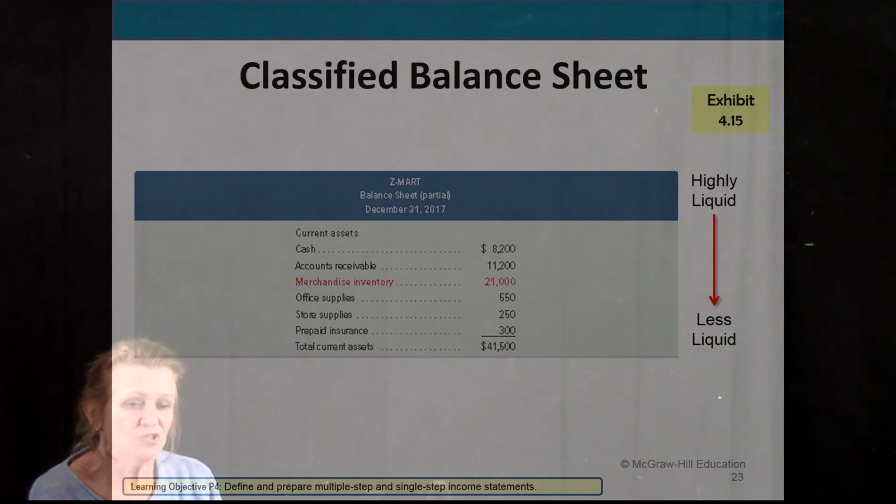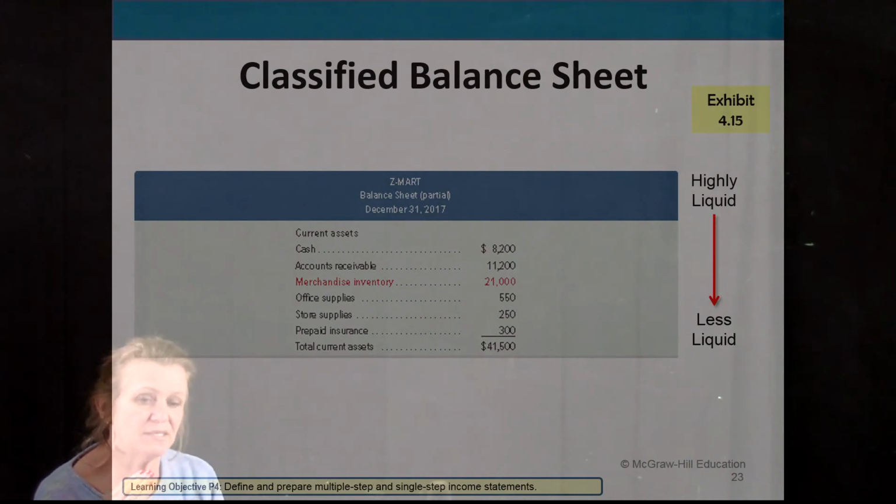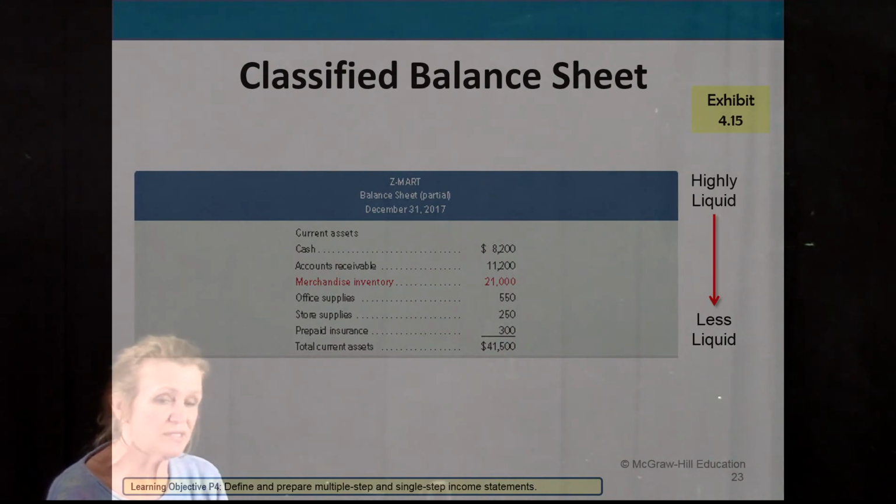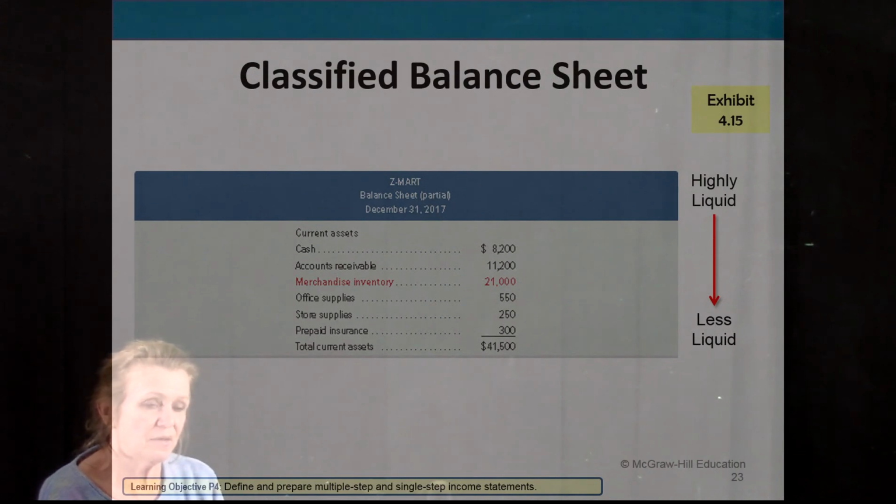Your classified balance sheet, you will add the merchandise inventory as a current asset. We almost always have cash, accounts receivable, merchandise, and then office supplies, store supplies, prepaid insurance. Remember that current assets are always listed in order of liquidity, from highest liquidity to lowest, to the longest it would take to sell them.